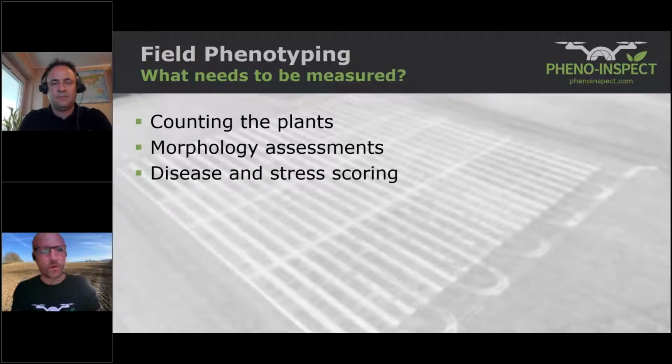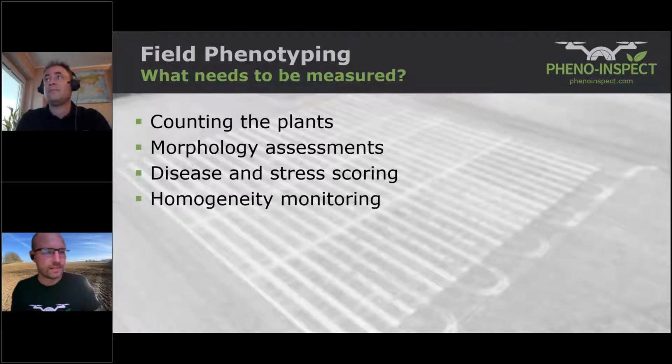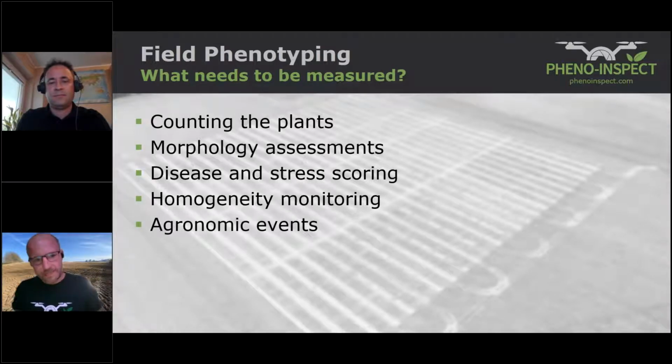Disease and stress scoring: is the plant more or less affected by a certain disease or by a certain stress under certain environmental conditions? Homogeneity monitoring: you are interested in knowing how homogeneous the growth of your plants or of your experiments is. Agronomic events: when does a certain variety start to flower, or when are fruits built?